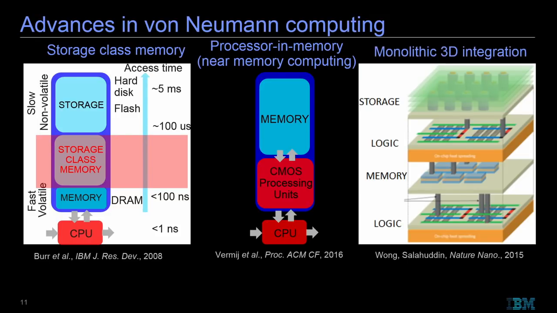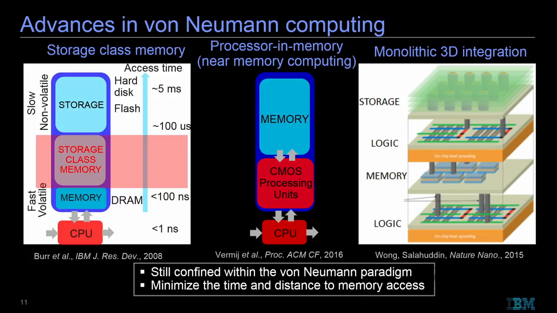Then, of course, there are more exotic ideas, like this one, which is being pursued here in Stanford by Philip Wong and so on, where you have monolithic 3D integration of memory interlaid with computational layers. So if you look at all these approaches, the overarching theme is to minimize the time and distance to memory access. But they're all confined within the von Neumann architecture. So we are not deviating from the von Neumann picture. We are still in the von Neumann world, but we are trying to minimize the time and distance to memory access.